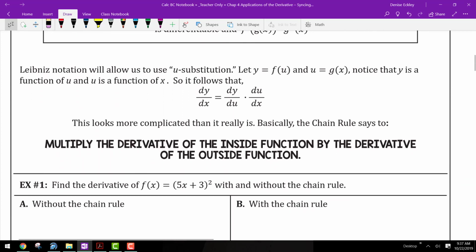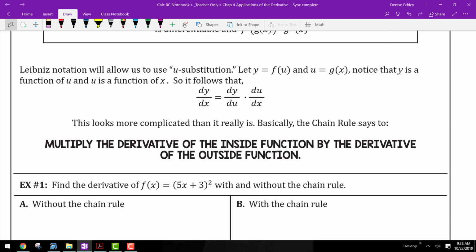What you do is you let one function be f of u, and the inside function is u. So now you really are just doing a power rule or something. Then you can see that y is a function of u and u is a function of x. So we have dy dx becomes dy du times du dx. Like I wrote there, it looks more complicated, but it really says multiply the derivative of the inside function by the derivative of the outside function.